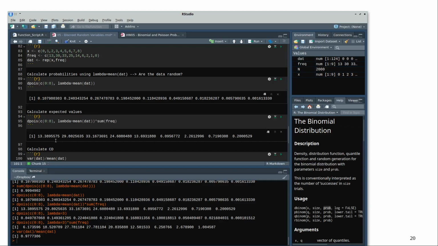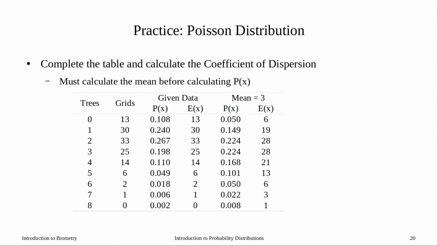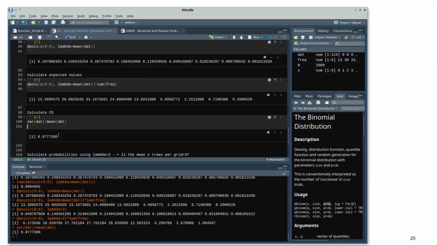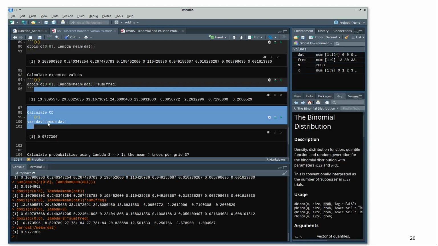So we would expect 13 grids to have 0 trees, 30 grids to have 1 tree, 33 grids to have 2 trees, and so forth. We can look at the observed versus the expected and compare them, and you can see that we are pretty much a match. So it looks like our data follow a Poisson distribution. We can check the coefficient of dispersion to confirm, and while it's not equal to 1, it's pretty close.